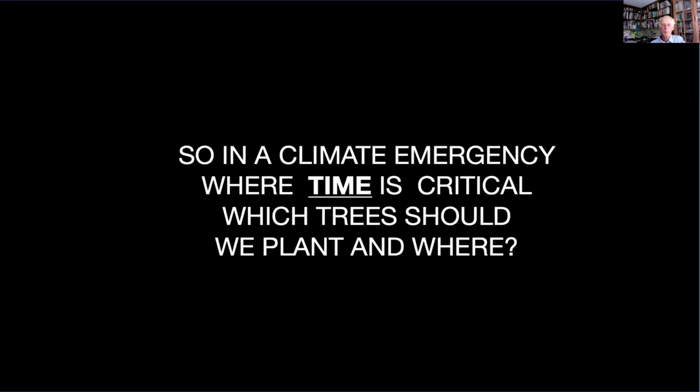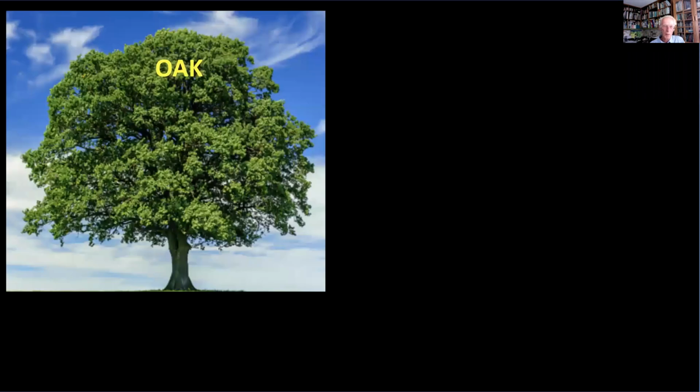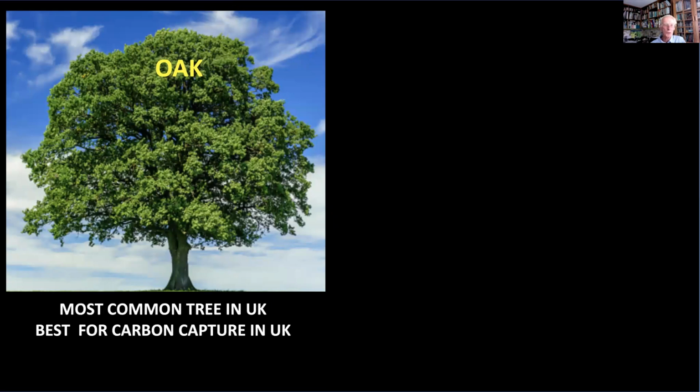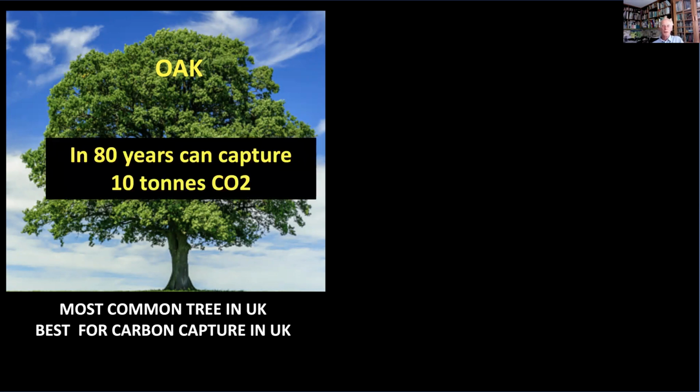So in a climate emergency where time is critical, which trees should we plant and where? Well, if we come back to the UK for a minute and consider the oak tree. The oak tree is the most common tree in the UK and best for carbon capture in the UK. And in 80 years, it can capture something like 10 tons of CO2. That is all organic carbon.